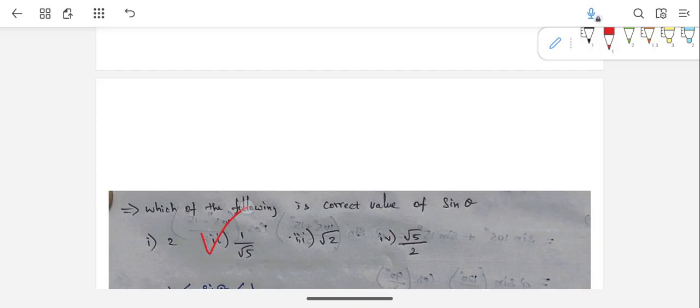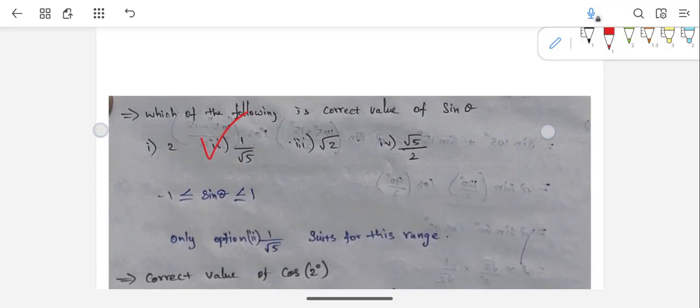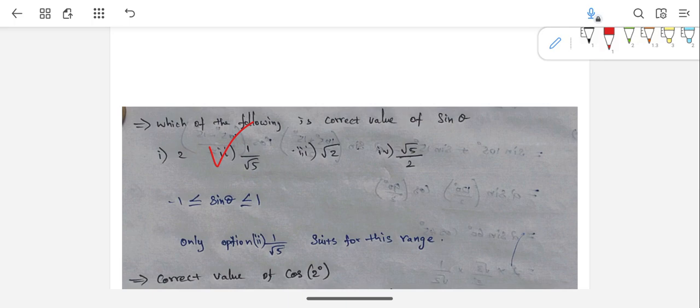The answer will be the second option. Why? Because in the starting of the class itself, we have seen that sin theta's range will always be between -1 and +1. In the given options, only the second option suits that, because 1 by root 5 means 1 by 2 point something, which is less than 1. But 2 is greater than 1, so it is not the answer. Root 2 is 1.4, which is greater than 1, so it is also wrong.